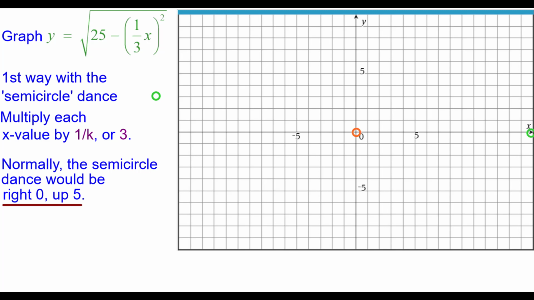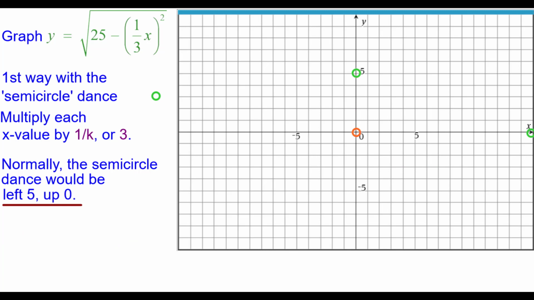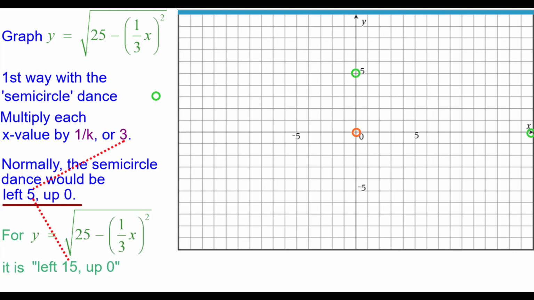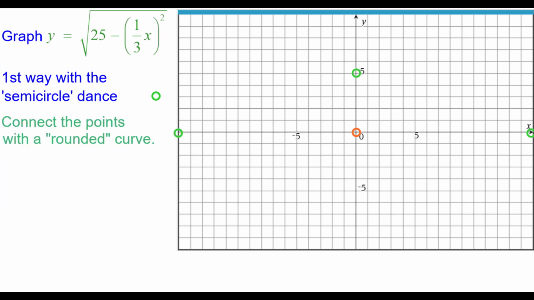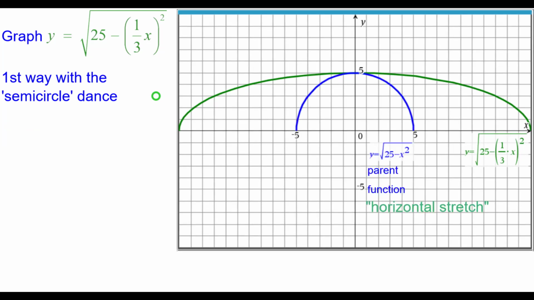Another step in the dance would be right 0, up the radius 5. But in this case, it's 3 times 0, which is also 0, so right 0, up 5. And then left 5, up 0, but multiplying that 5 by 3, it's left 15, up 0. Connect the points with a rounded type curve, and it's definitely not a semicircle, but it is a rounded curve. And we can compare this to the parent function and see that from blue to green, it's a horizontal stretch.